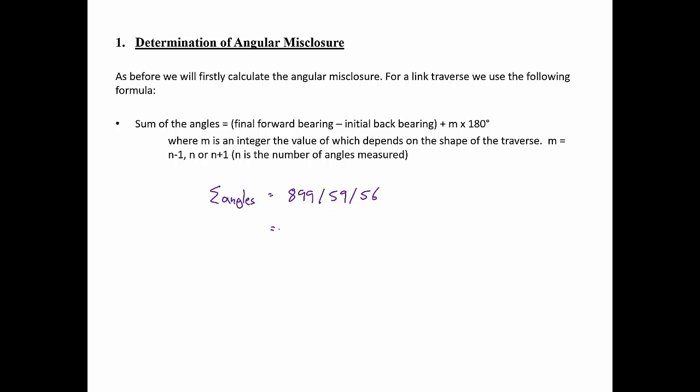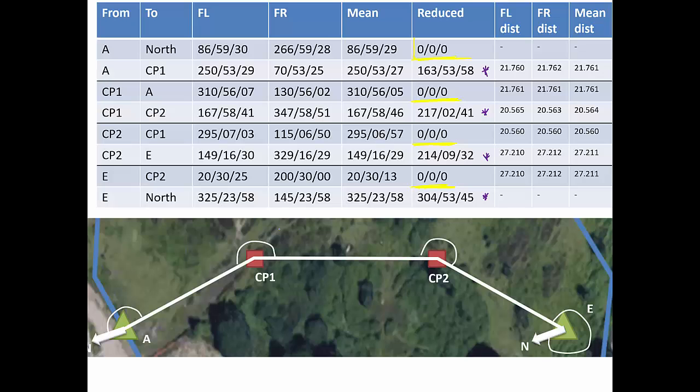So we check that by looking at the final forward bearing minus the initial back bearing. Because we've used north, this is quite easy. Our initial bearing and our final bearing is going to be 0, 0, 0, because we're looking at north. So the bearing from A to N is 0, 0, 0. The bearing from E to N is also 0, 0, 0. But that's only because we used north as a compass. If we had used another point, we would have to have calculated that bearing, because it wouldn't be 0, 0, 0.